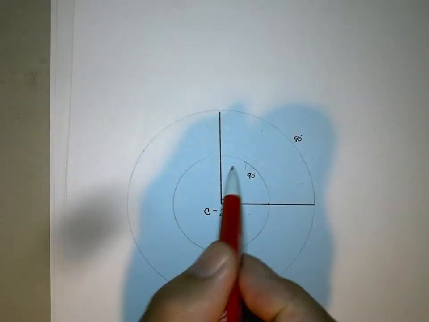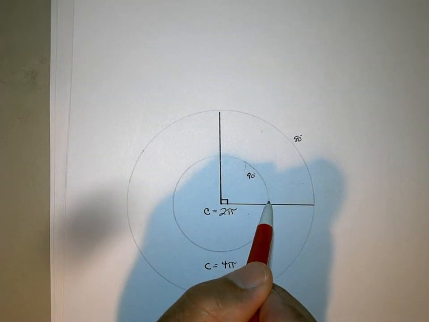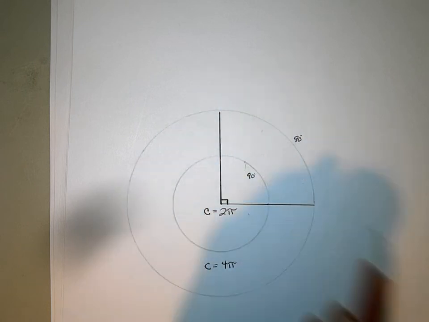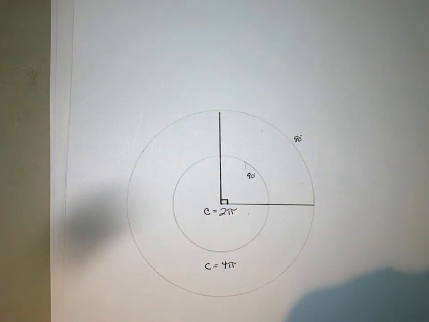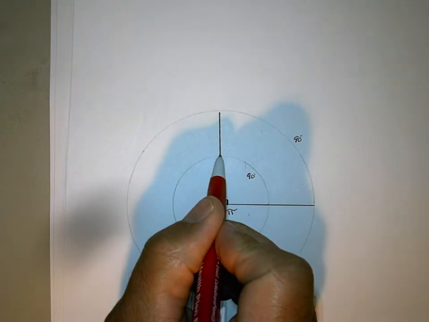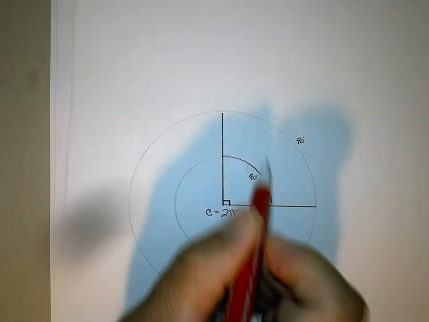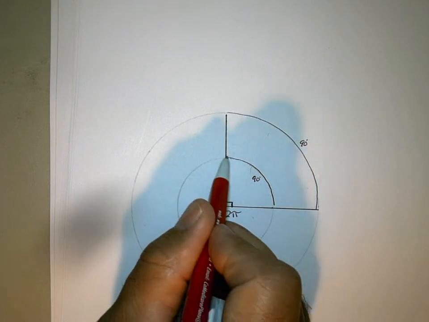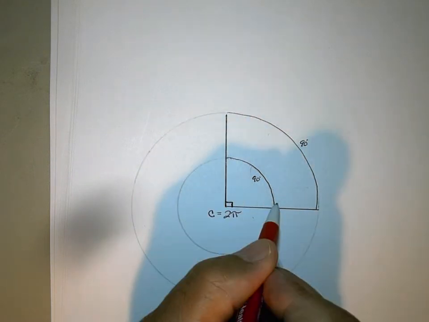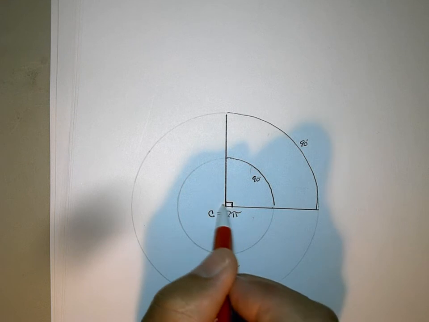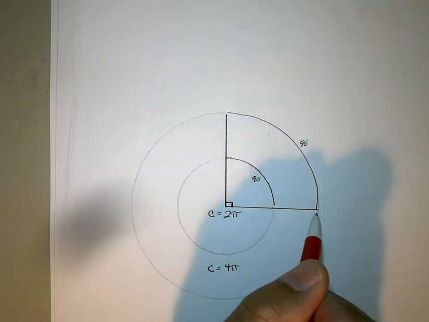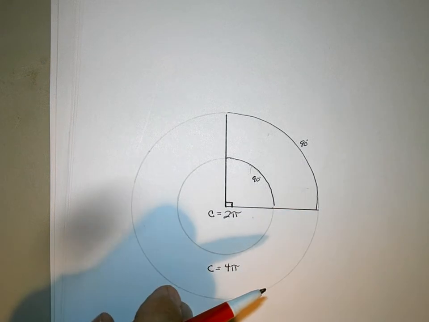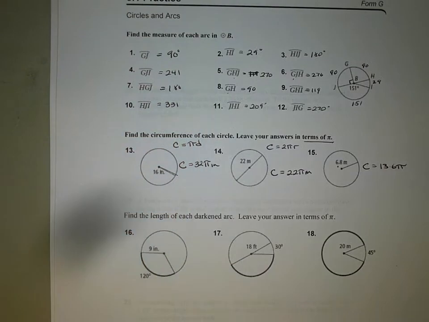But you would have to agree that this arc measure is 90 degrees and this arc measure is 90 degrees because they're both 1/4 of their respective circles. But you would have to agree that this distance is not as long as this distance. So arc measures are the same, but arc lengths are different. The bigger the radius or the bigger the diameter, the bigger the arc length. Length and measure. Make sure you understand the difference.